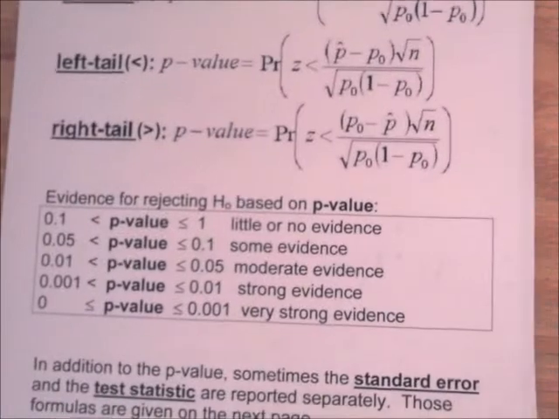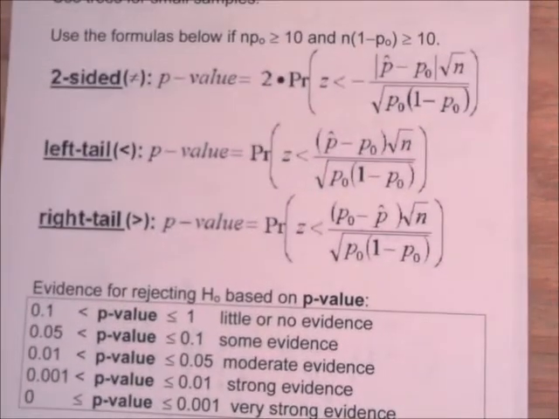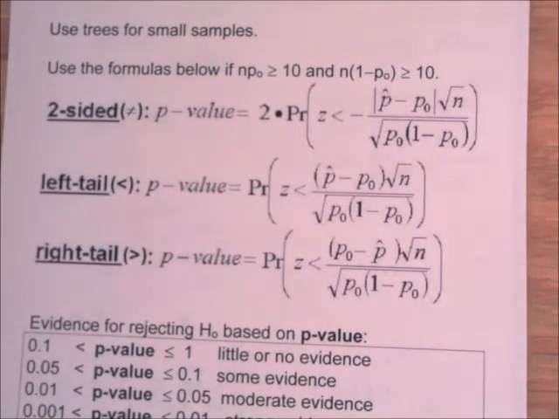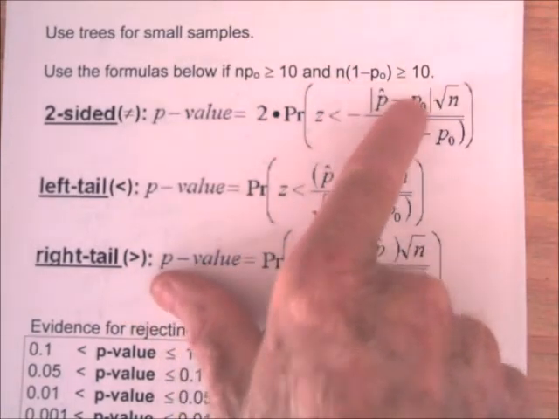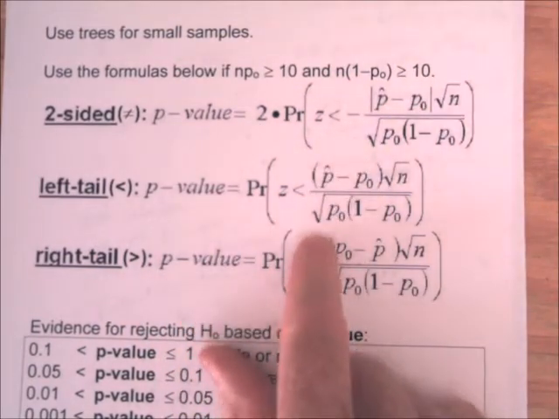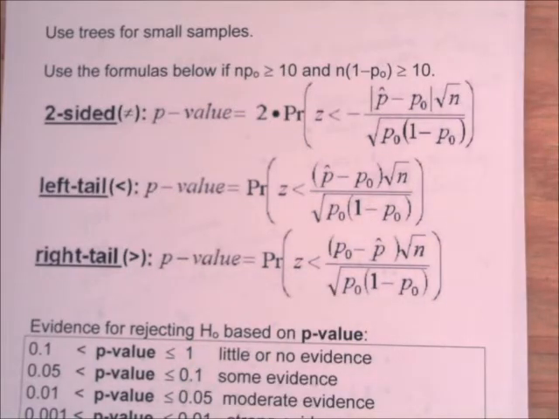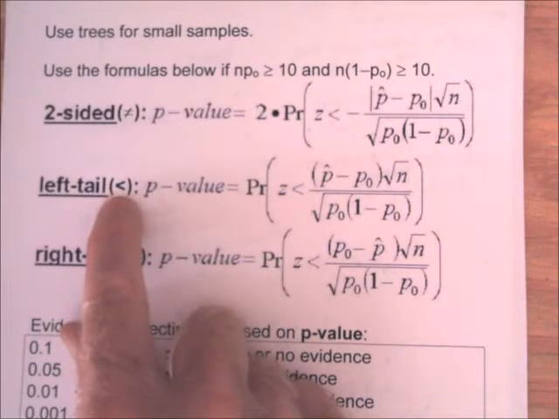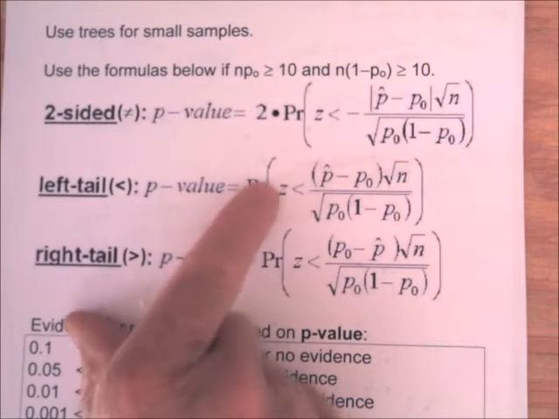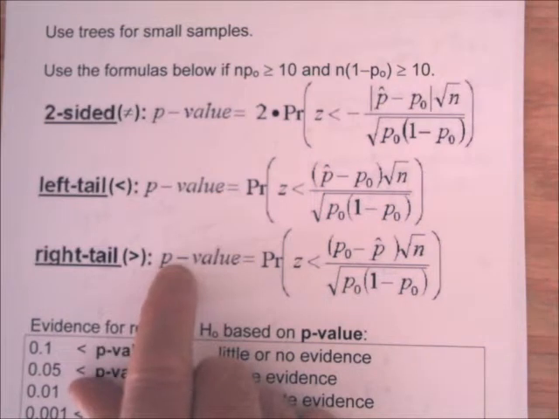Okay, so we'll be working with some formulas, and we're going to use trees for small samples. I'll get into some specific examples in a little bit. For the larger samples, if n p0 and n times 1 minus p0 are both bigger than or equal to 10, you can use these formulas here. If HA has a not equal to symbol, you want to use this first formula. If HA has a less than symbol, you want to use the second formula. If HA has a greater than symbol, you want to use this third formula here.